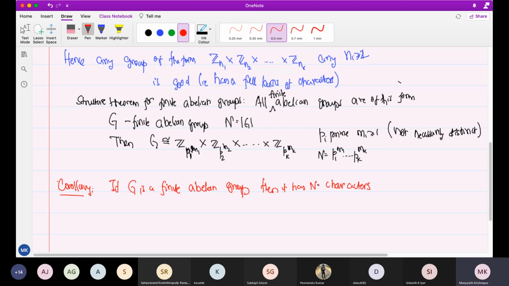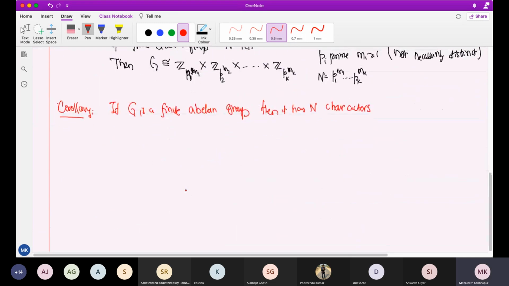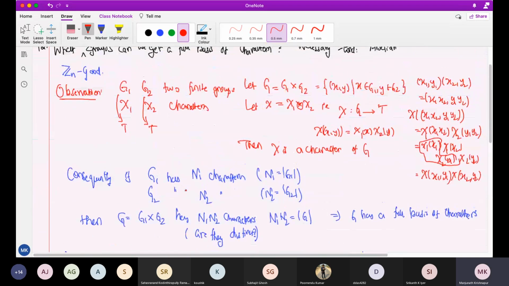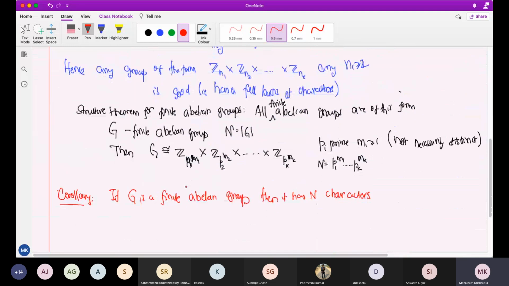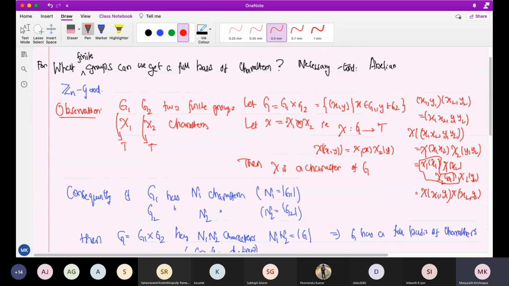Then it has n characters. Actually, how do I know that they are distinct? That point I kind of skipped over. That is important, right? Here, when I take the product of two groups, I had n1 characters here, n2 characters here, and I took the tensor product. Are they distinct or are they not distinct?